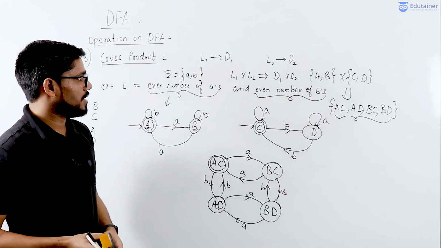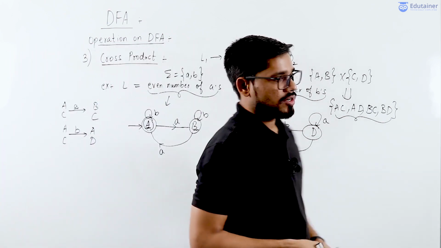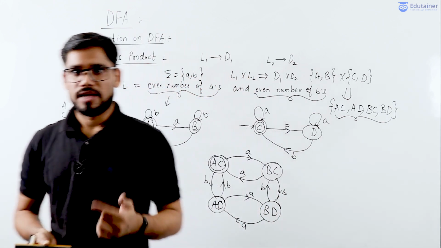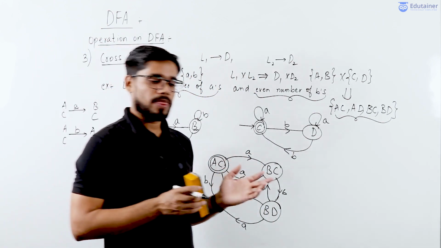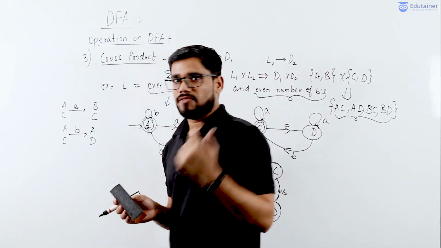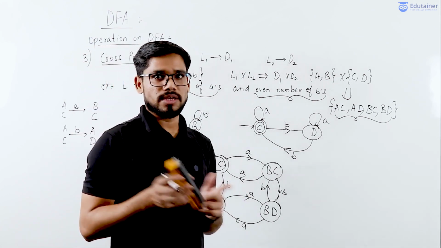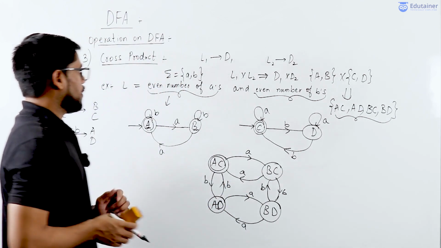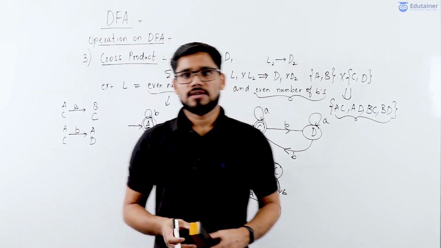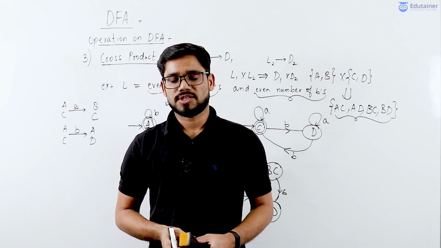So I think you understand the cross product operation. In the cross product operation, if one language contains, let's say, n states and the other language contains m states, then when you apply cross product on them, the final language will contain n cross m states. Okay, n cross m number of states. So in the next video we will see the complementation operation on deterministic finite automata.